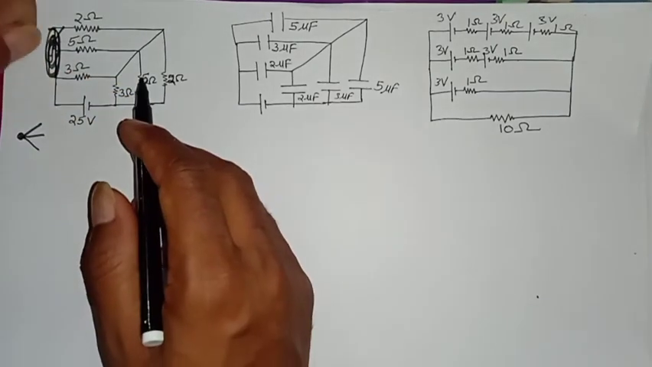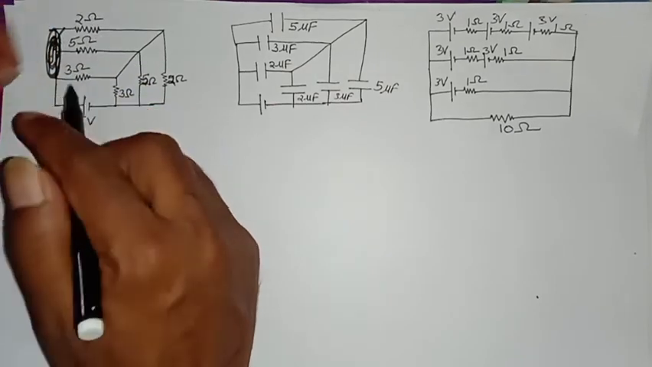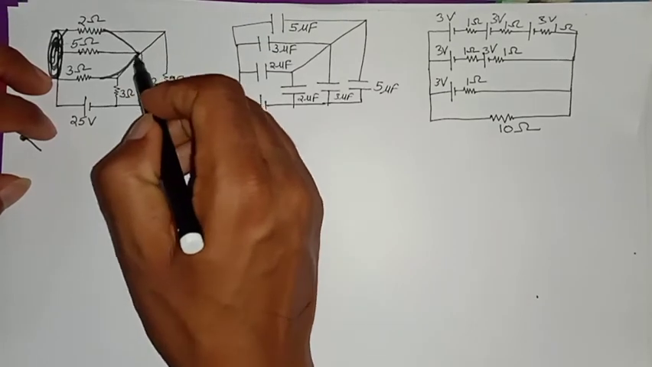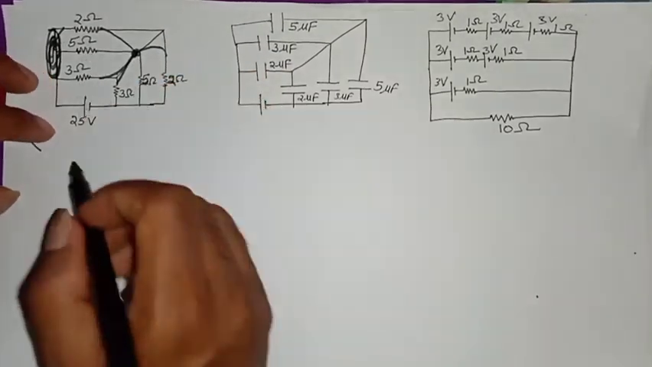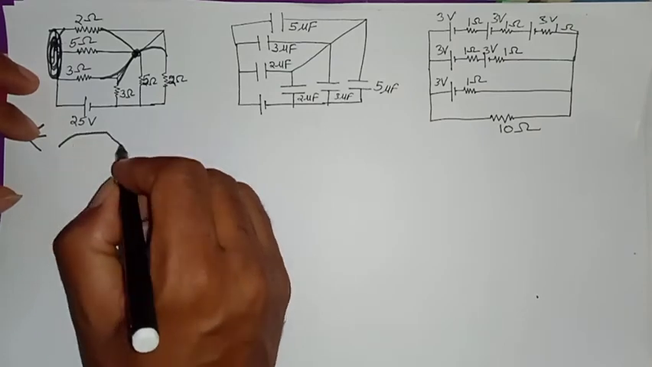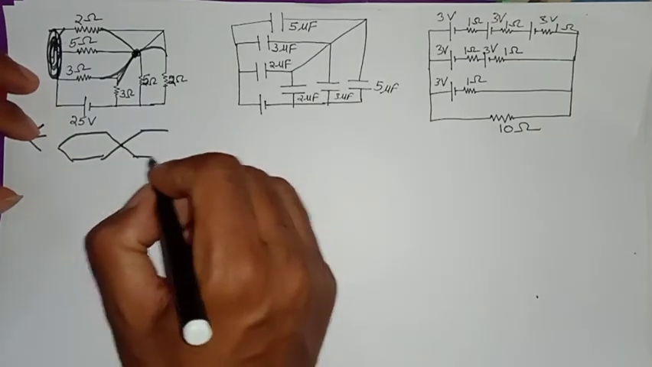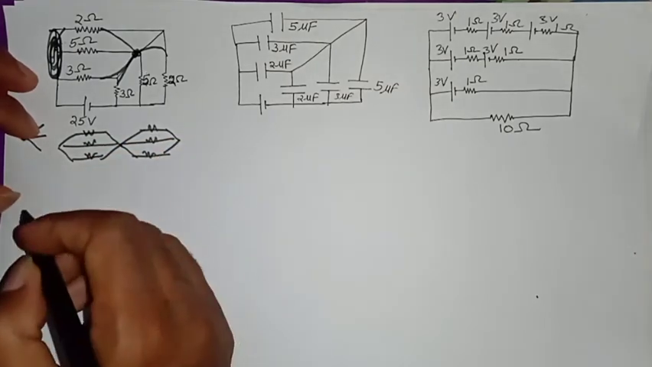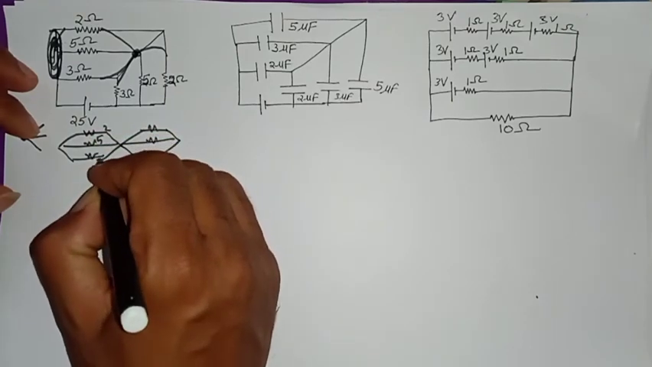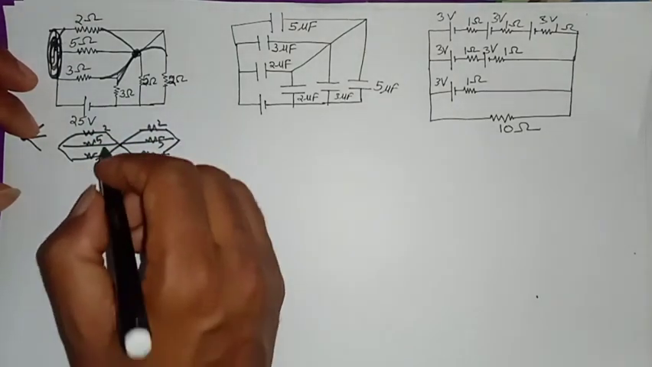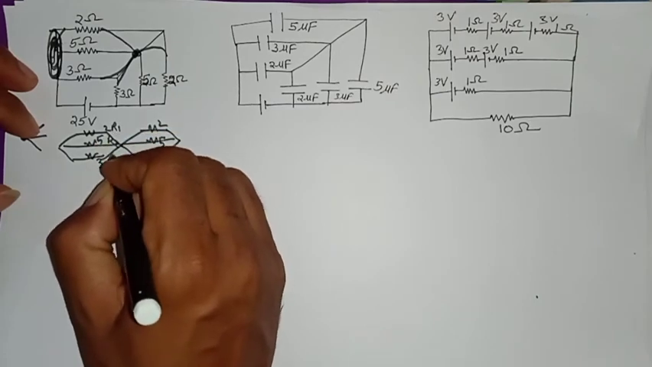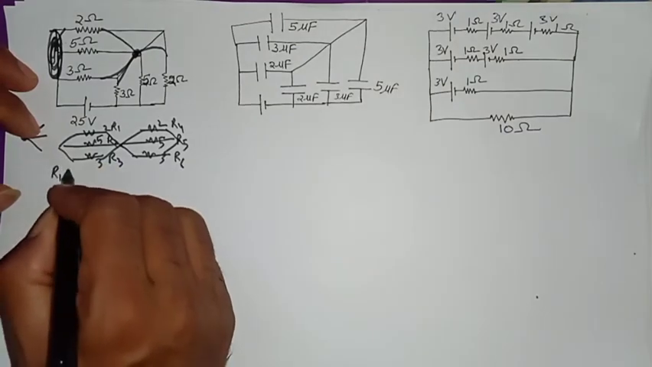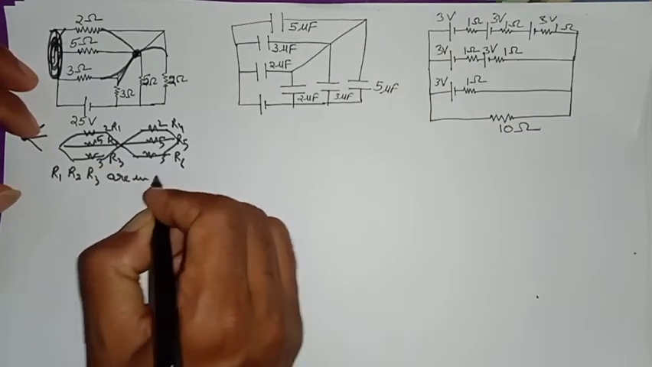Or if we just pull all these wires and join them on a single point like this, the situation will remain the same. And similarly we can do this thing here also. Moving on to this diagram: 2, 5, 3, similarly 2, 5, 3, R1, R2, R3, R4, R5, R6. So we can write R1, R2, R3 are in parallel.